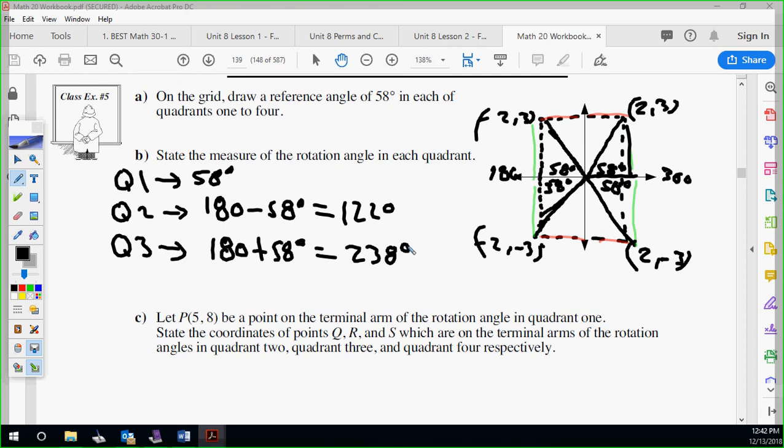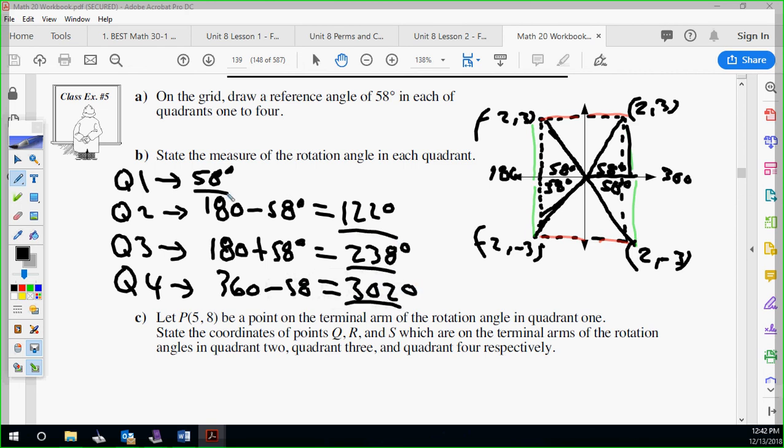It's asking for every rotation angle with reference of 58. Oh, you mean if it's a rotation angle. If it was 238 and I want the reference, I'd minus 180. Yep. Okay. Quadrant 4. So we would go 360 minus 58. So 302. So all of these rotation angles have the same reference angle. So all of those rotation angles are in the same position but different quadrant. That's what I'm trying to sell to you. Questions on that?